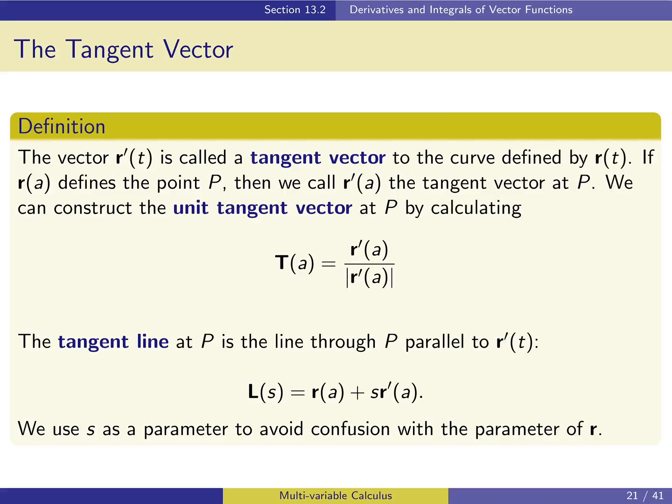Finally, we can define a tangent line at p. The tangent line at p is just the line that goes through p and that is parallel to r prime of t. That is, r prime of t becomes the direction vector, and that's what you see here. We plug in the value a that defines the point p, and that gives us the direction vector of our line. Our position vector is just r of a, because r of a defines the point p. And so we're just saying that this is p plus tv, but since t is already used as the parameter for r, we use the parameter s instead to avoid confusion.